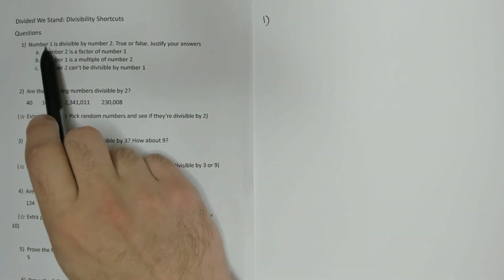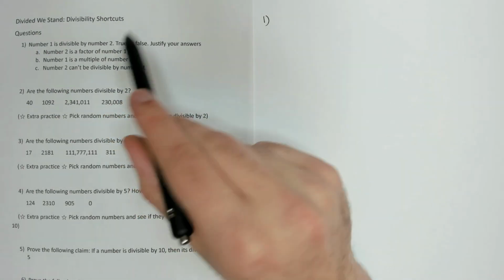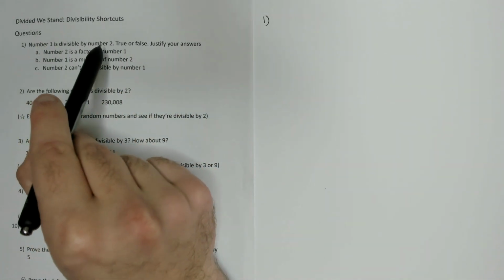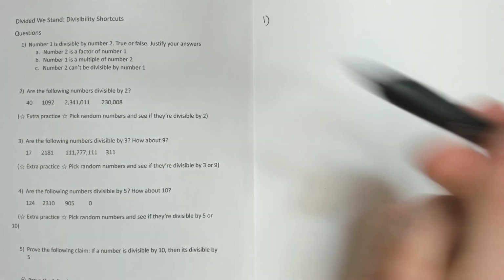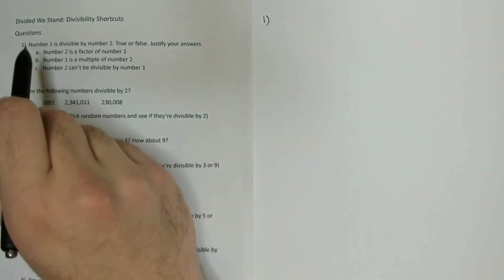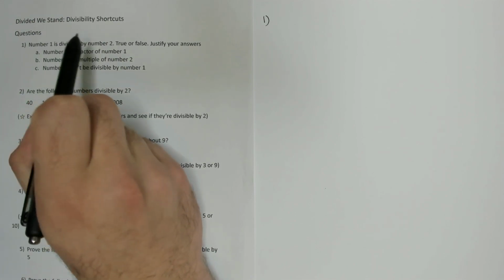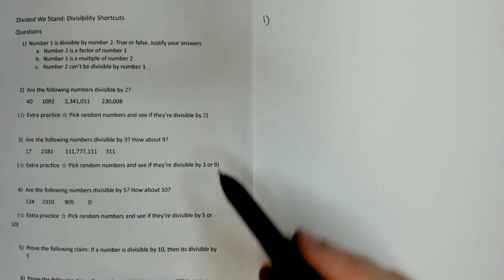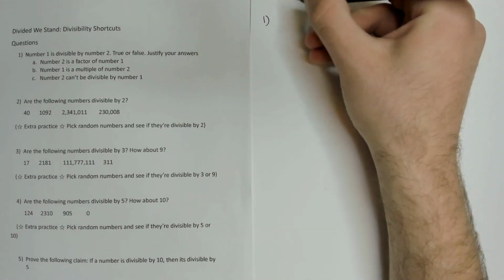So this says number 1 is divisible by number 2. True or false? Justify your answers. So we have this statement that number 1 is divisible by number 2. Now this isn't saying 1 is divisible by 2, because that's not true, right? 1 divided by 2 isn't a whole number. But this is saying that we have 2 numbers and we don't know what they are. But the first one is divisible by the second one.